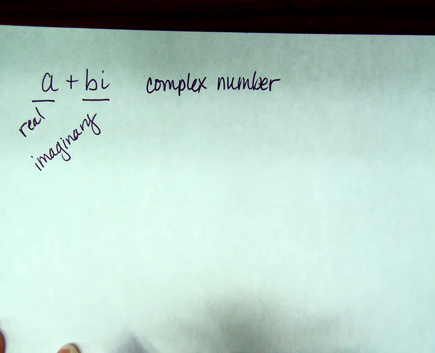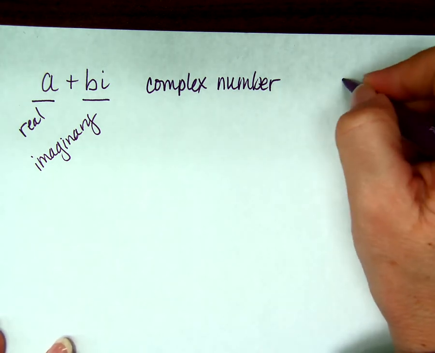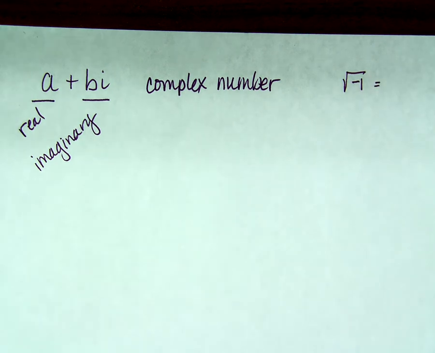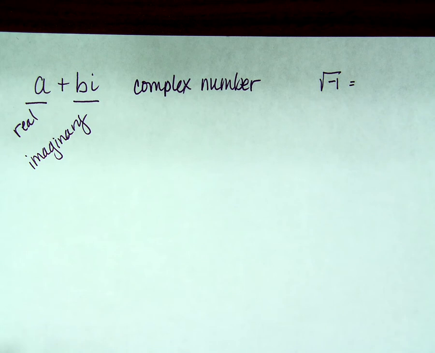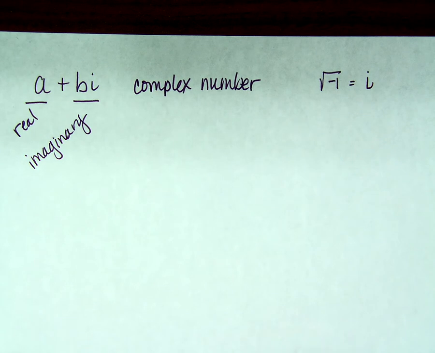Something else I want you to remember is where imaginary numbers come from. Okay? What is the square root of -1? Well, normally we would think what times itself equals -1, and we realize nothing times itself would be -1, so that is where the i comes in. Okay?